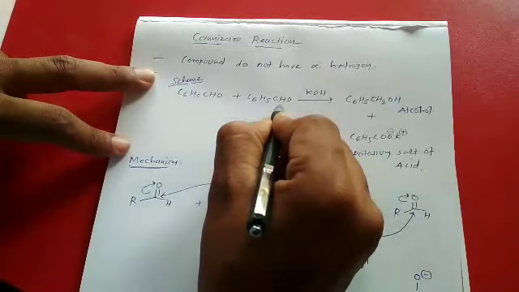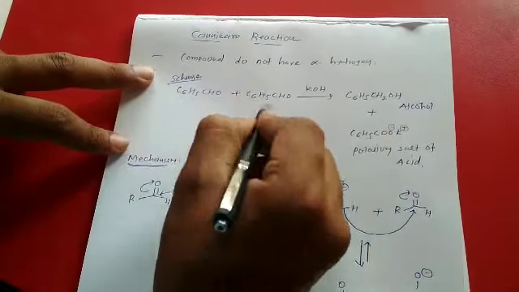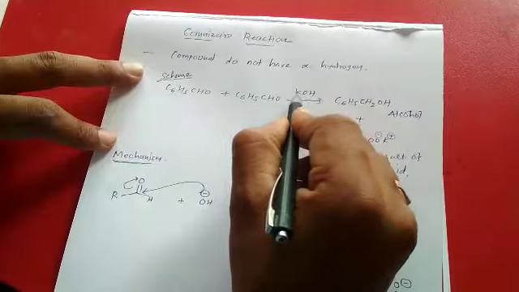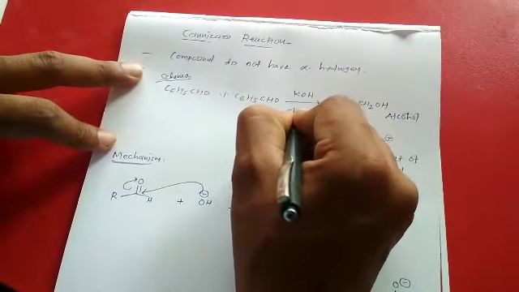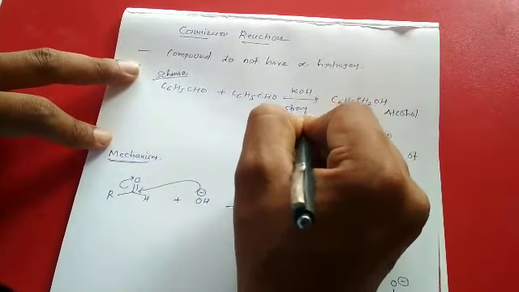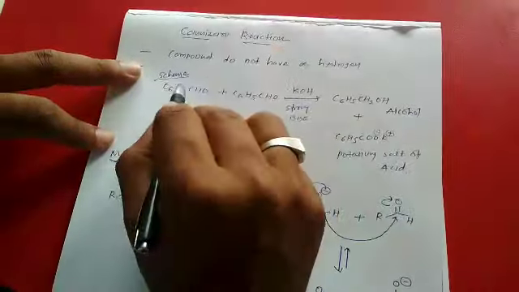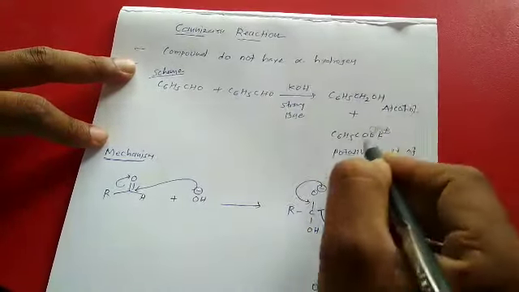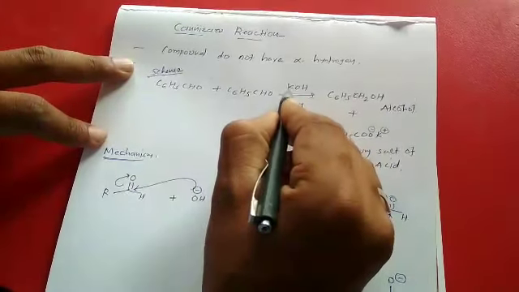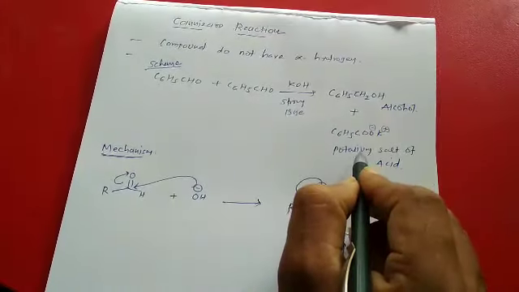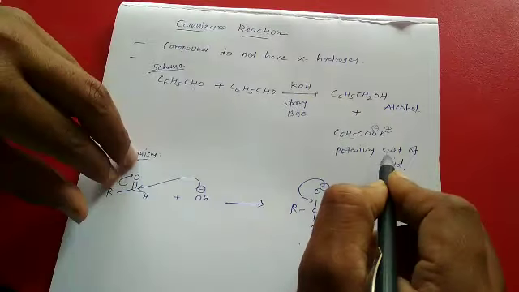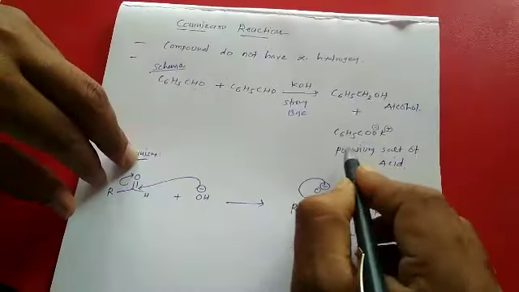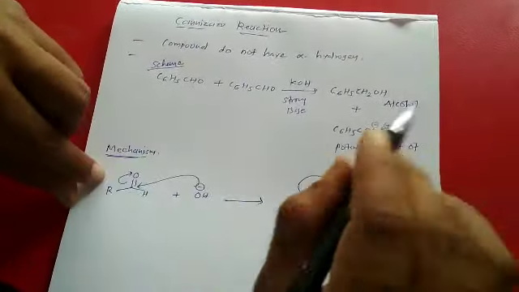C6H5CHO, C6H5CHO. That means 2 moles of benzaldehyde which undergo reaction with KOH, that means a strong base. Finally we get products, which are alcohol and the potassium salt of acid. If we take sodium hydroxide, then we will get a sodium salt of acid. If we take KOH, then we will get a potassium salt of acid.